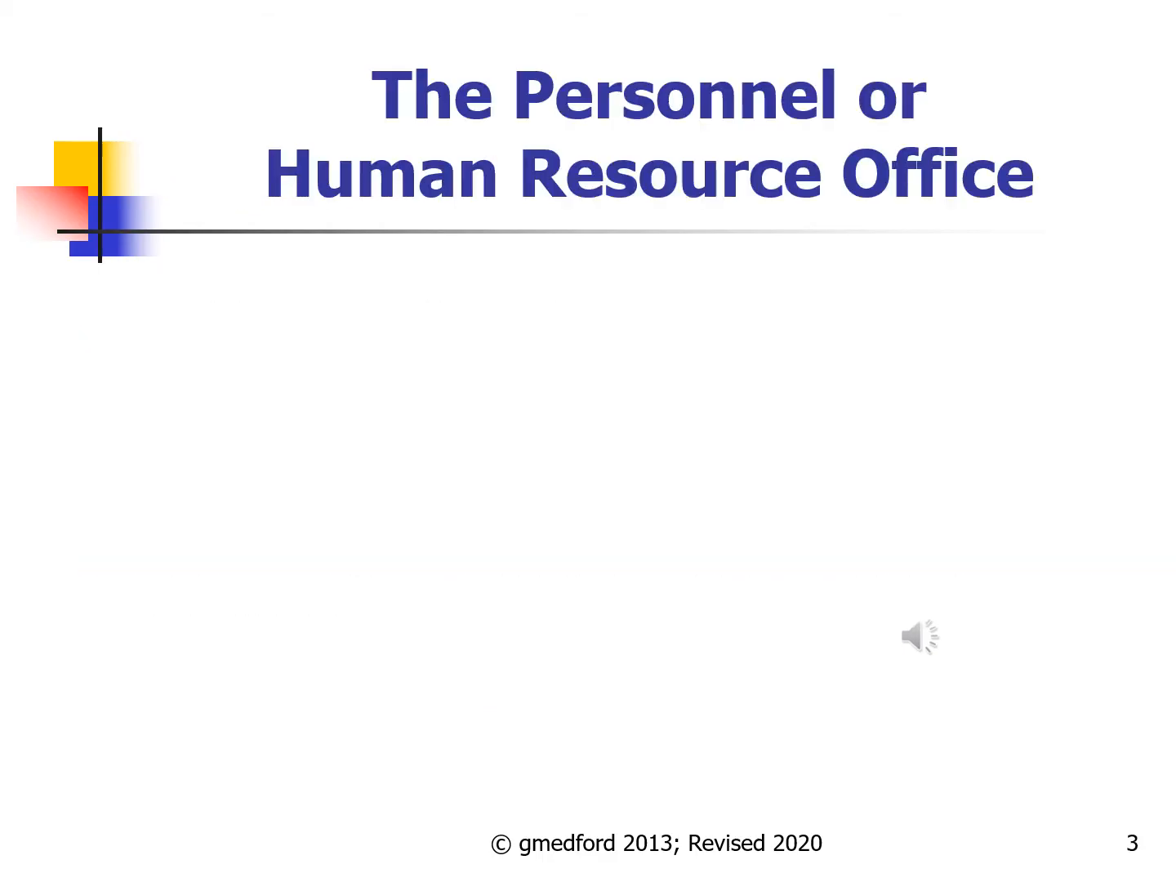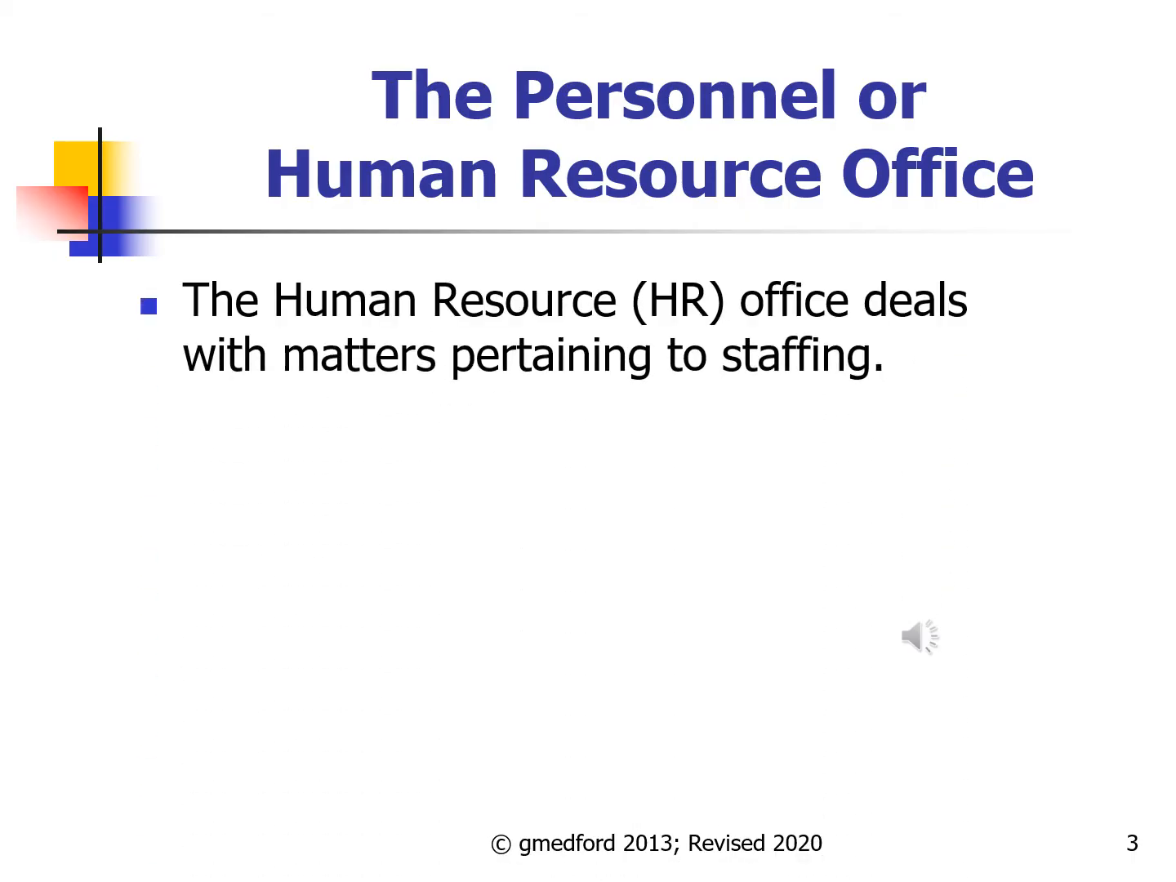Human resources, human resource management. What do those terms bring to mind? You are correct if you said people. Another word for human resource is personnel. The Human Resource Office deals with matters pertaining to staffing, and staffing involves people.